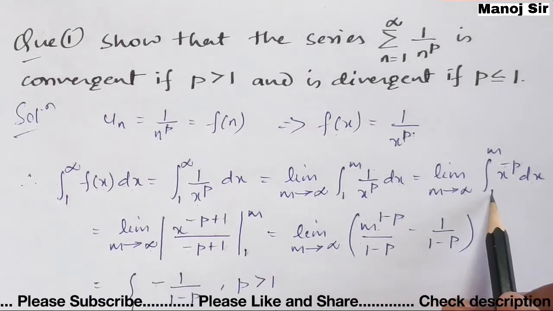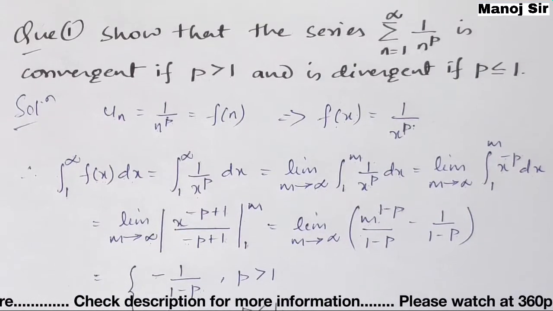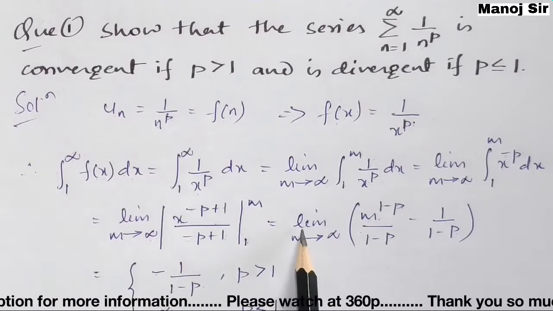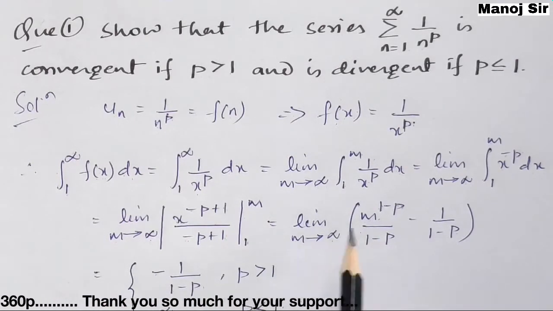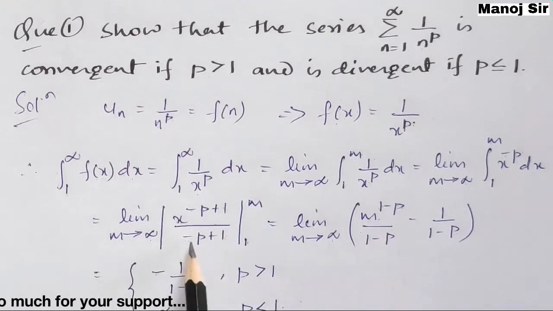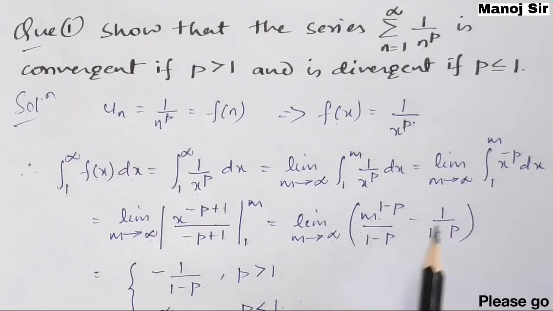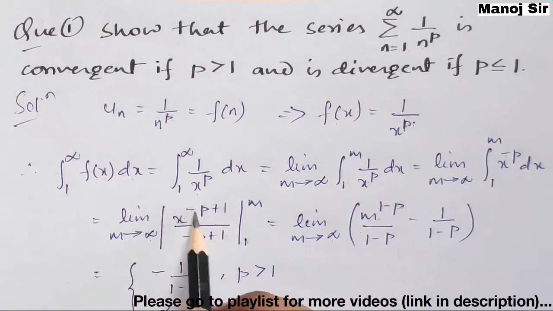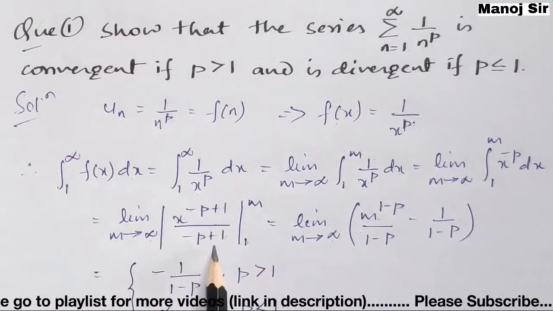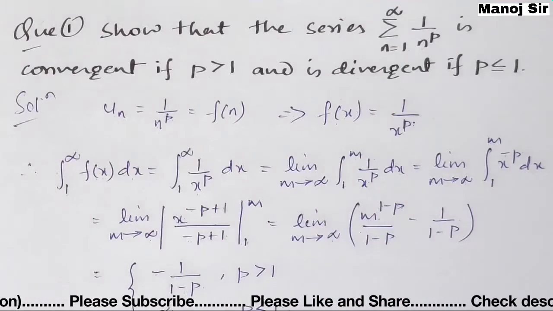Now the limit is from 1 to m. Put the limit, that is 1 to m. Now if you put the upper limit and lower limit, you will get limit m tends to infinity. Here if you put m, you will get m to the power 1 minus p upon 1 minus p. Now simply upper limit minus lower limit. If you put 1 in place of x, 1 power anything will become 1, so it is 1 upon 1 minus p. I hope that you have understood up to this step.